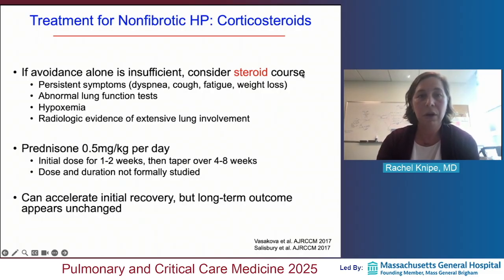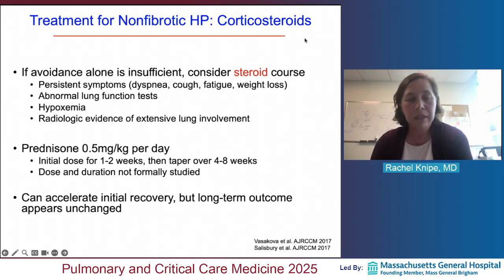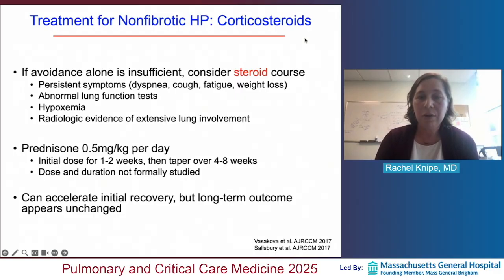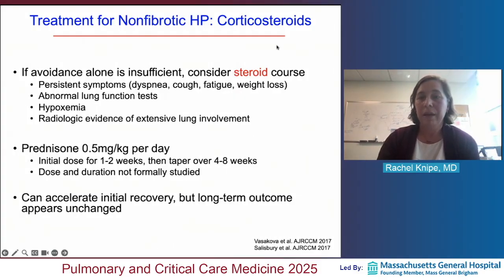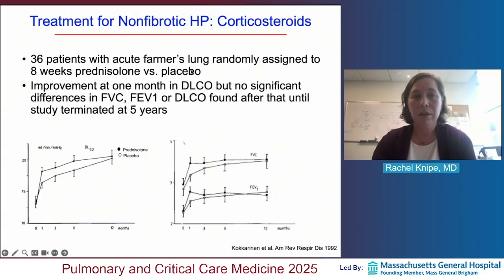This is often done for persistent symptoms, abnormal lung function tests, hypoxemia, or radiologic evidence of more extensive lung involvement. First-line steroid is generally recommended to be prednisone at a dose of about 0.5 mg per kg per day. This is recommended as an initial dose for a couple of weeks with a taper over 4 to 8 weeks. Although I just want to mention that the dose and duration have never really been formally studied. The thought, based on the studies that we do have, is that this can accelerate the initial recovery, but may not really change long-term outcomes on its own.